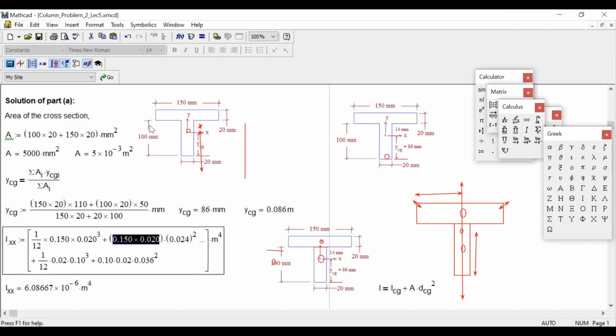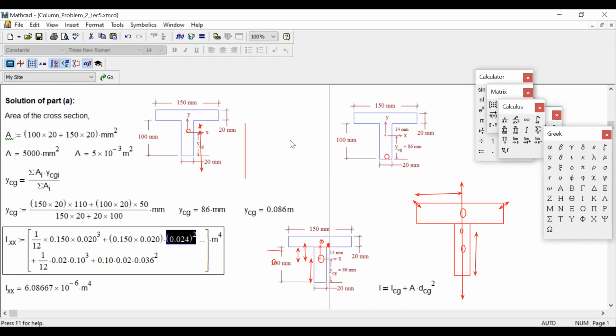What is the d? Which d will you take? D means the distance from here to here. So what is the distance from here to here? 86. That means from here to here is 86. Okay, so 100 minus 86. What will be from here to here? 14. And from here, half of 20, 10. So 24. So AD square, that's why I put 0.024 whole square.